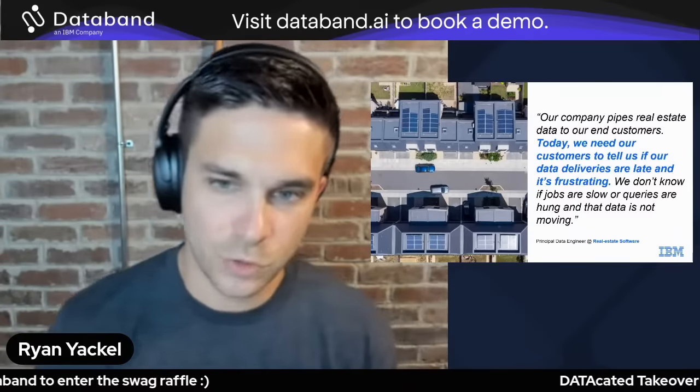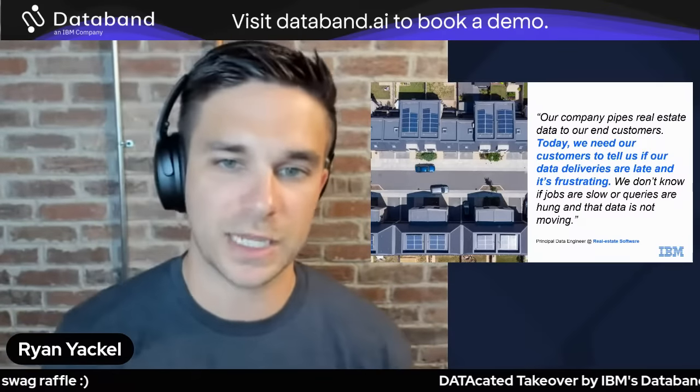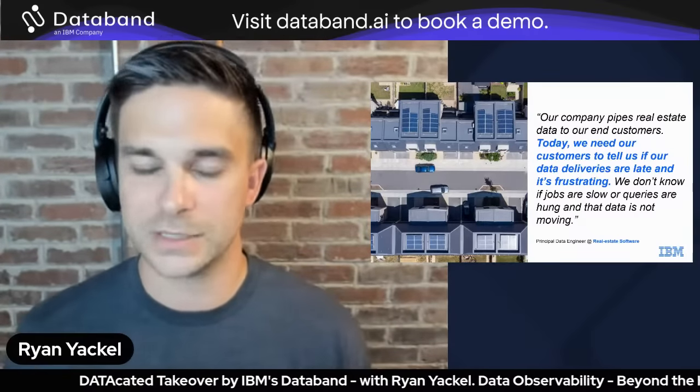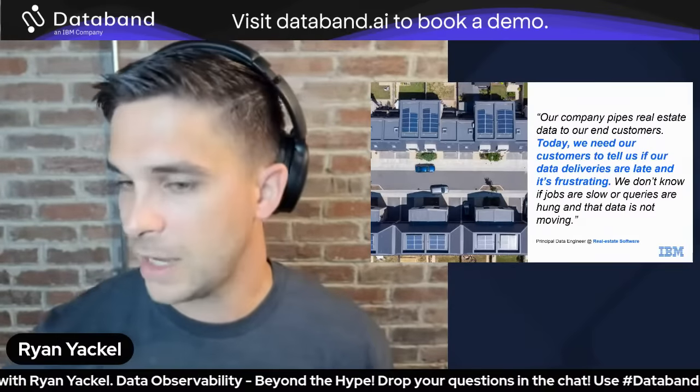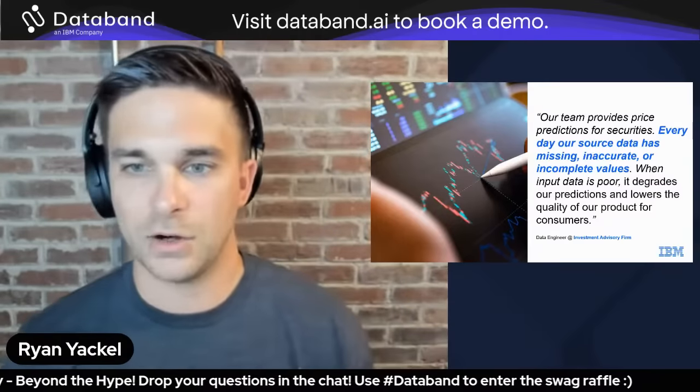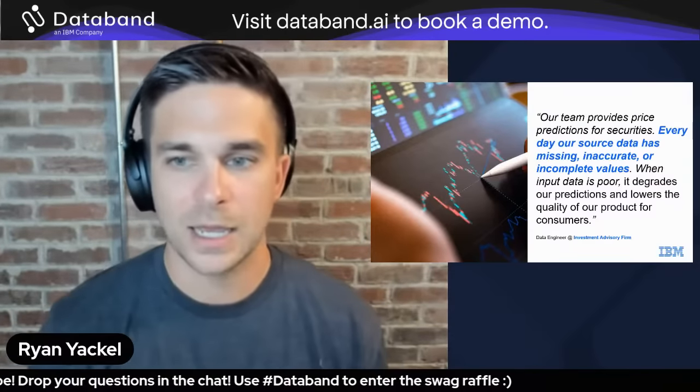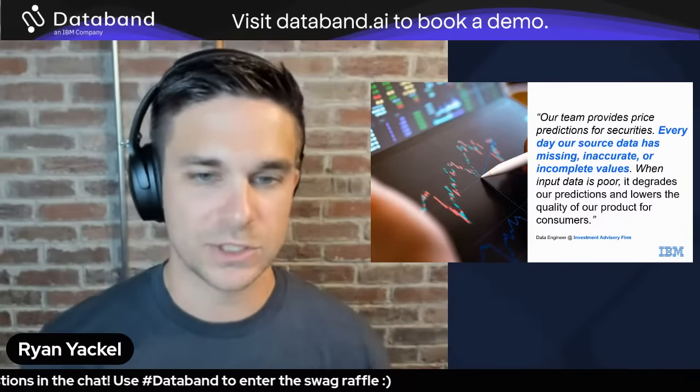We don't know if there's slow queries or hung jobs, or if data is not actually moving in the pipeline. You can have, again, this really awesome assembly line, but if you don't even know if things are broken, or not even being fixed, or rather not even being worked on, then it becomes frustrating because you don't know what you don't know. And then one last example is from an investment advisor company saying that every day our source data has missing, inaccurate, or incomplete values, and that results in poor data.